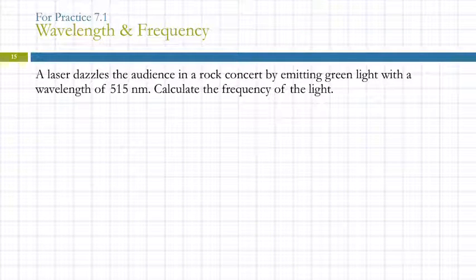So we could do a calculation. A laser dazzles the audience in a rock concert by emitting green light with a wavelength of 515 nanometers. Calculate the frequency of the light. So we need the relationship between wavelength and frequency. So frequency equals the speed of light divided by lambda, the wavelength.